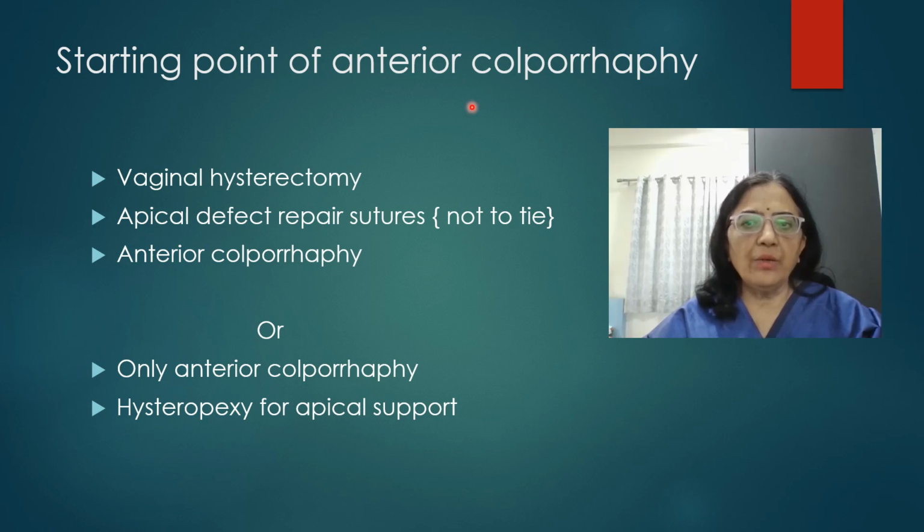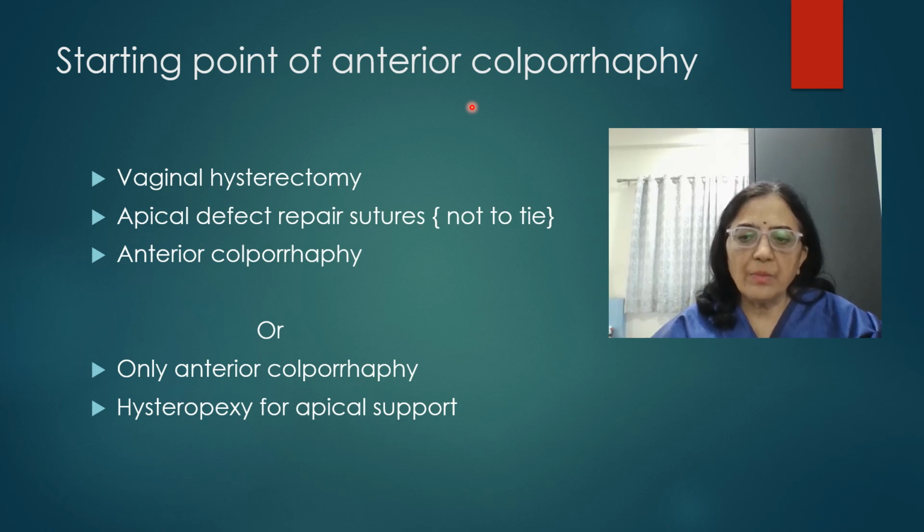When we do the anterior colporrhaphy or anterior compartment defect repair, it depends on two main points. First is whether we are doing a hysterectomy or not. If we are not doing hysterectomy, then it is called uterine preservation surgery, where we have to do the hysteropexy. If we are doing hysterectomy and then doing repair and apical repair also, especially for apical repair, it will be called colpopexy in that case.